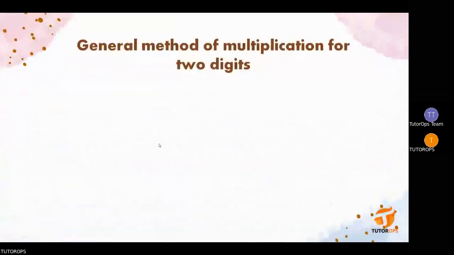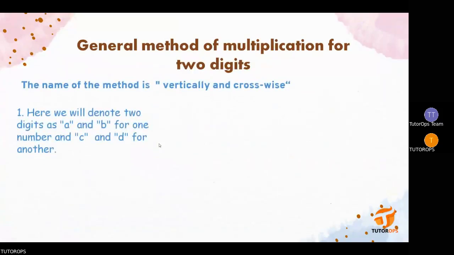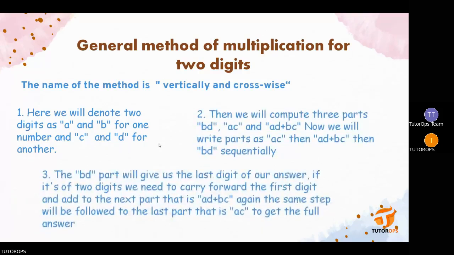Now, the general method of multiplication. For all the previous cases, I have mentioned some particular things. But now I am mentioning the general method for multiplication. First of all, I will repeat it for 3 digits, and now I am doing it for 2 digits. Here we will denote the 2 digits of one number as A and B, and C and D for the other number.